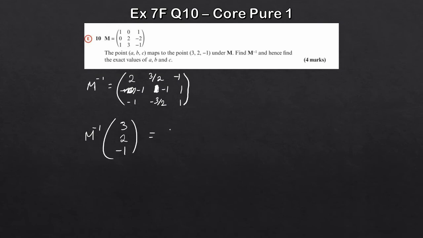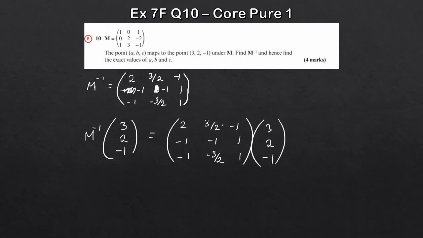Okay, so if I write that out now, so this is 2, 2, minus 1, okay, so I didn't get it wrong this time. Times it by 3, 2, and minus 1. Again, just do this on your calculator. They don't expect you to do this by hand. And then if you put this onto your calculator, what you're going to get here is 10, minus 6, and then minus 7.